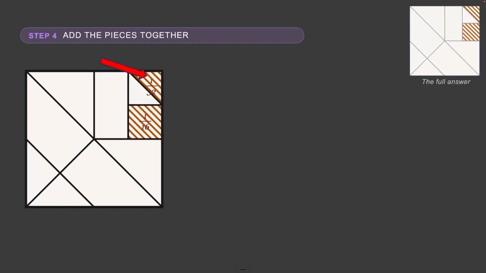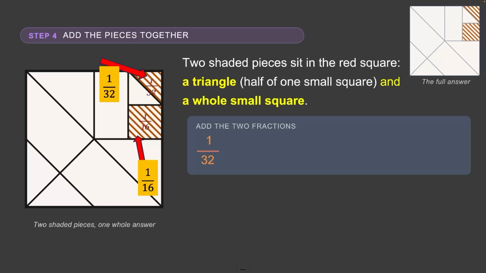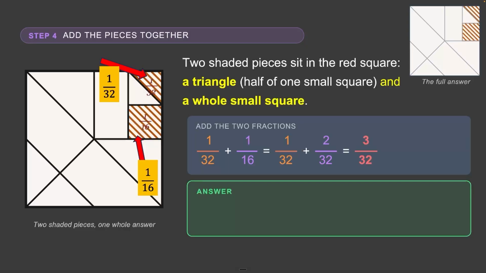Perfect. Now let's add them together. So this is our first piece, our second piece. So the upper piece is 1/32 and the lower piece is 1/16. So if we add them together, we get 1/32 plus 1/16 will be equal to 1/32 plus 2/32, if we take the LCM, equals 3/32. So the total answer: the shaded region occupies 3/32 of the whole square.